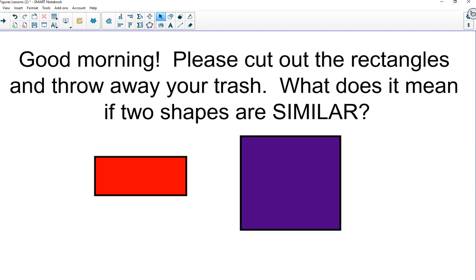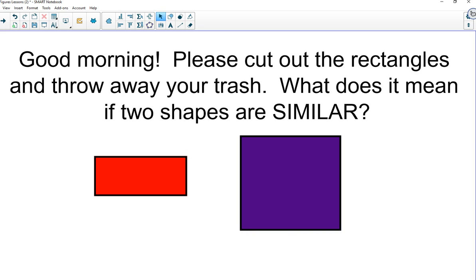So you cut out your rectangles and you threw away your trash, and now we're going to talk briefly about what it means if two shapes are similar. So I want you to look at the two shapes, the red shape and the purple shape, and I want you to think to yourself, are these two shapes similar? And how do I know if two shapes are similar? So we need to be thinking about what our definition is of similar shapes.